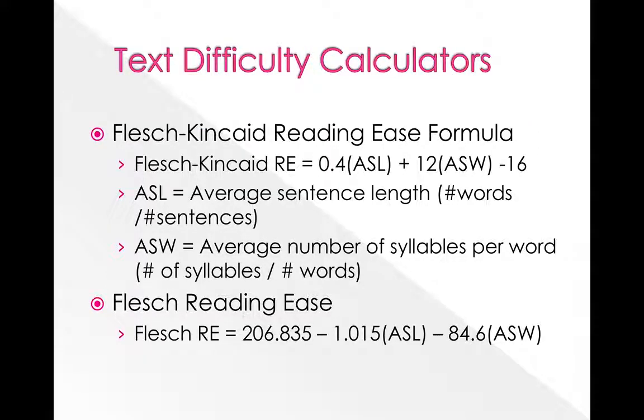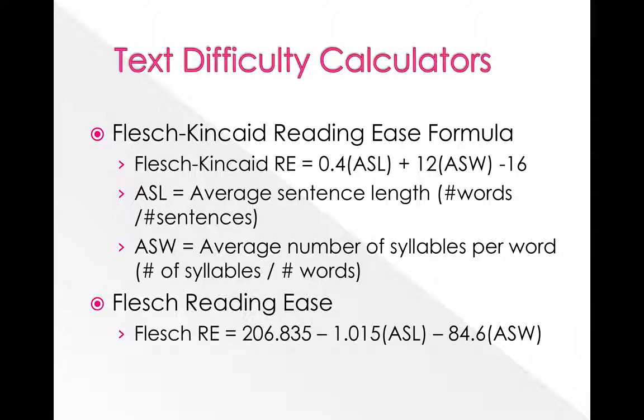Now, a brief note about the Flesch-Kincaid formula and the Flesch reading ease statistic. The way that these are calculated, and it can be done by hand, although thankfully we have Microsoft Word and some online tools to help us do it, as it will save us time. But essentially, the Flesch-Kincaid formula equals 0.4 times the average sentence length plus 12 times the average number of syllables per word minus 16.